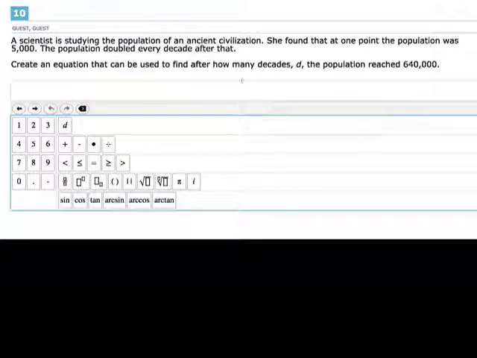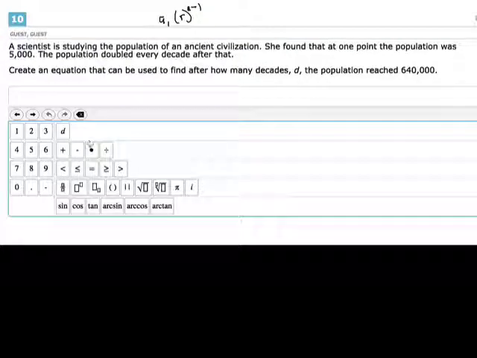In this case, number 10 says, a scientist is studying the population of an ancient civilization. She found that at one point the population was 5,000. The population doubled every decade after that. Create an equation that can be used to find after how many decades the population reached 640,000. We're dealing with an exponential growth. We're starting with something. Remember, that's a sub 1 times the ratio raised to the n minus 1.